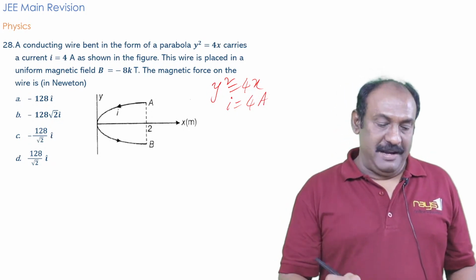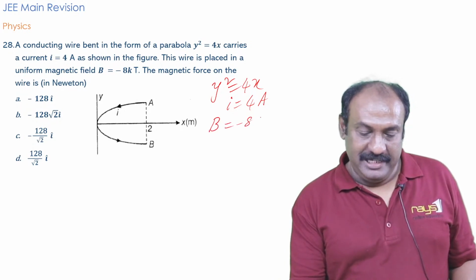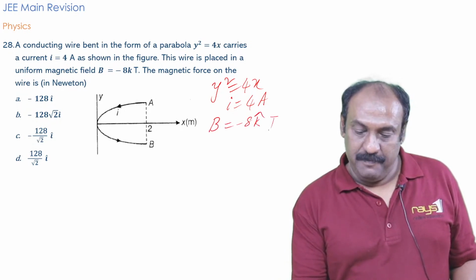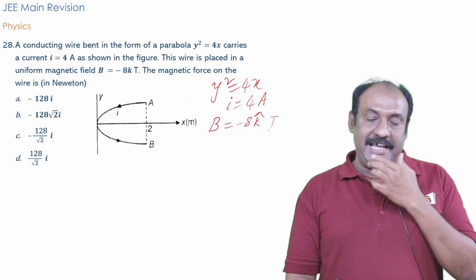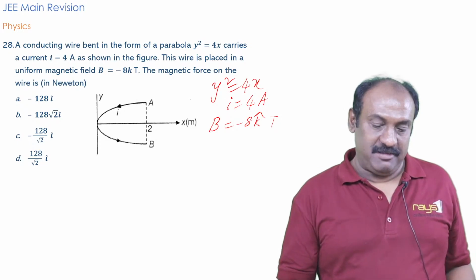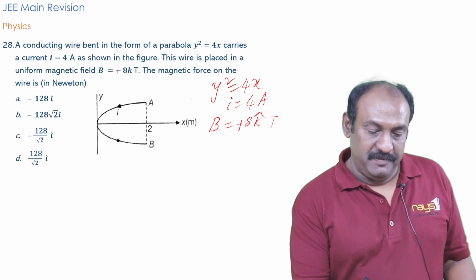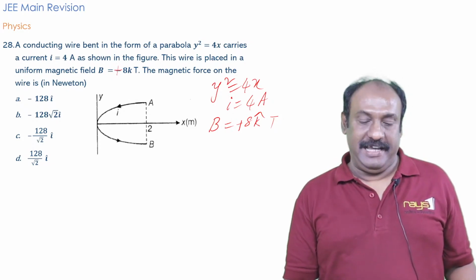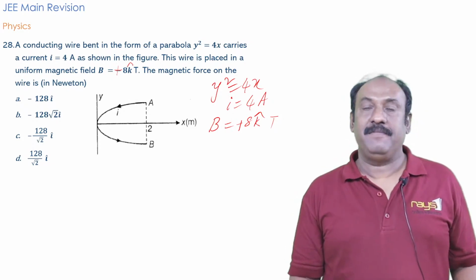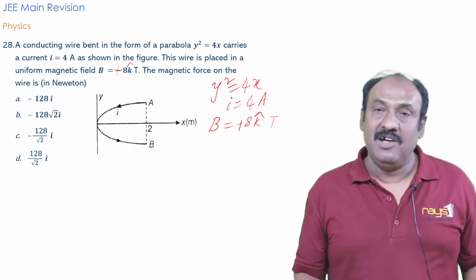The wire is placed in a uniform magnetic field B equal to minus 8 k cap Tesla. Instead of minus 8 k cap, you correct it as plus 8 k cap Tesla. Then the magnetic force on the wire is.